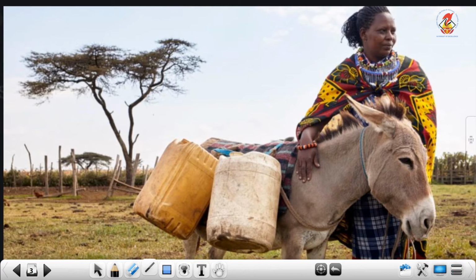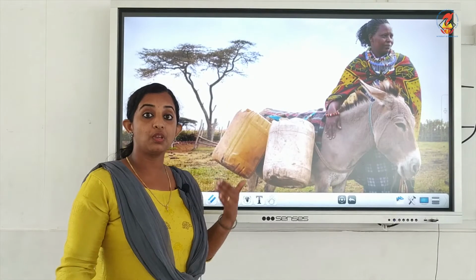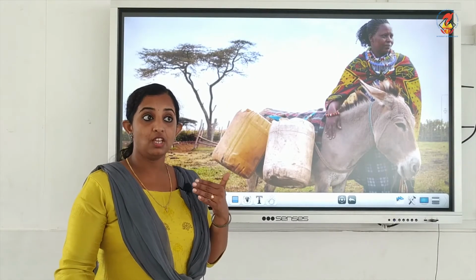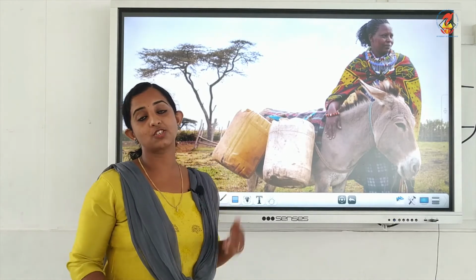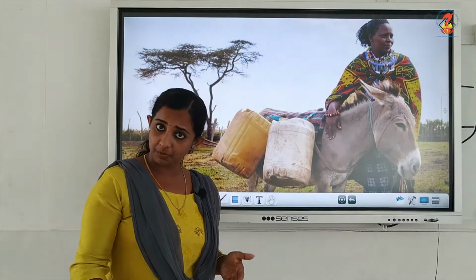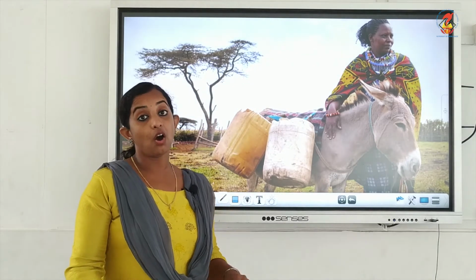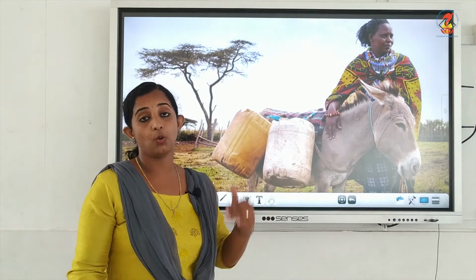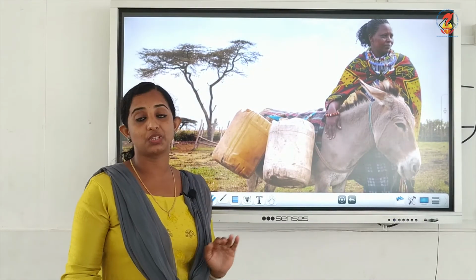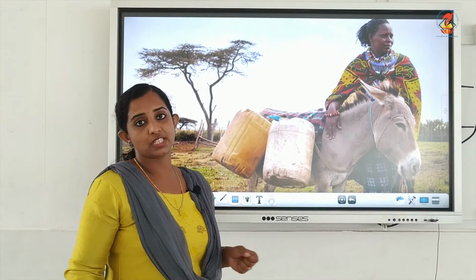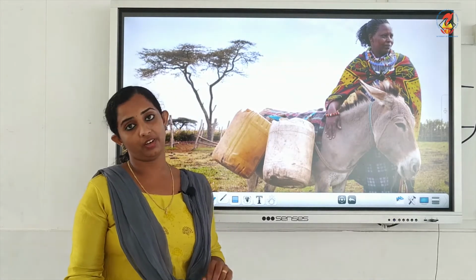Now, as it is said in the story, we use donkeys to carry goods, to carry heavy objects from one place to another place. It can be of a short distance or it can be a far away place. So donkeys are mostly used to carry heavy objects from one place to another.